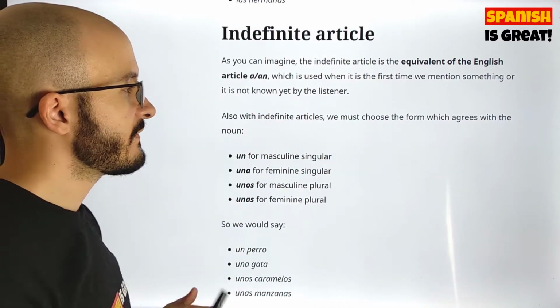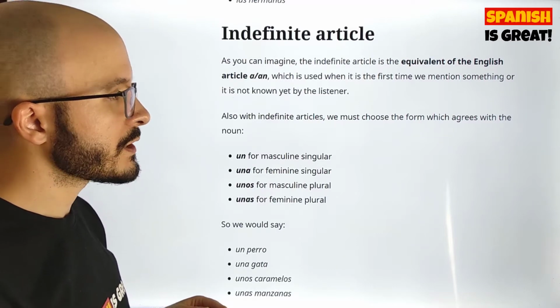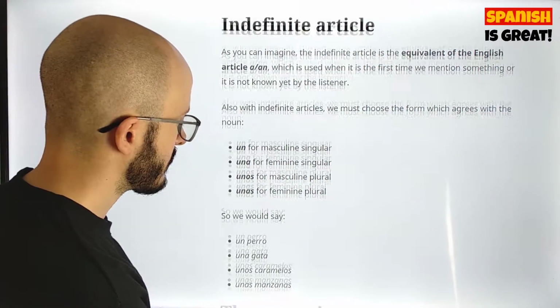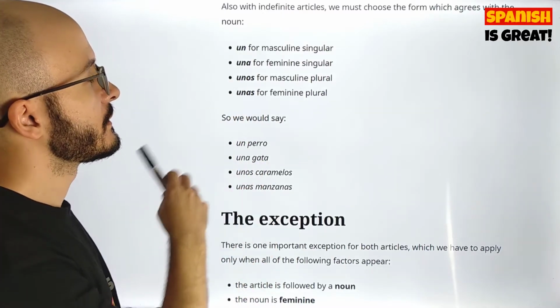Now, also with the indefinite articles, we must choose the form which agrees with the noun. And what are these forms? They're here.